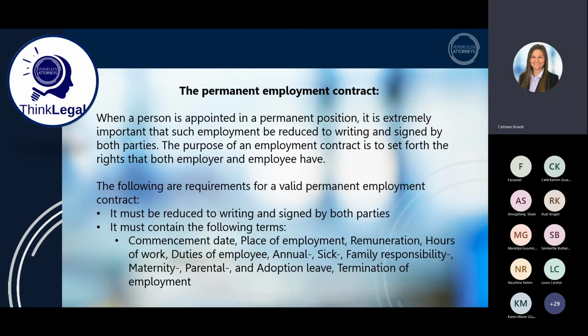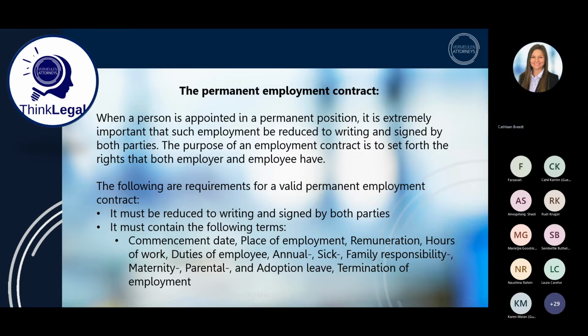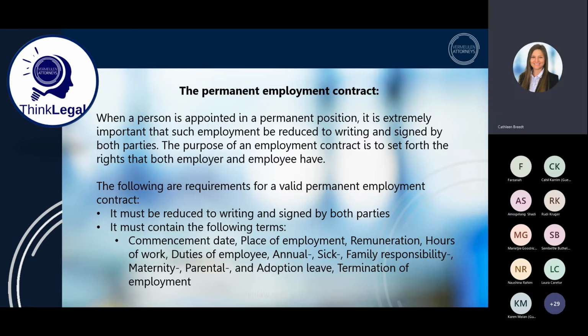So, the permanent employment contract. I think I've gone through this, but let's go through the slide as well. When a person is employed in a permanent position, it's extremely important that such employment be reduced to writing and signed by both parties. The purpose of the employment contract is to set forth the rights of both the employer and the employee. The requirements for a valid employment agreement are that it must be reduced to writing, signed by both parties, and contain some of the following terms.